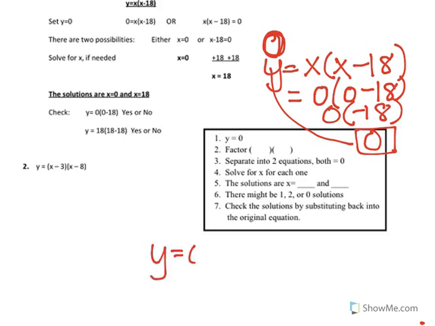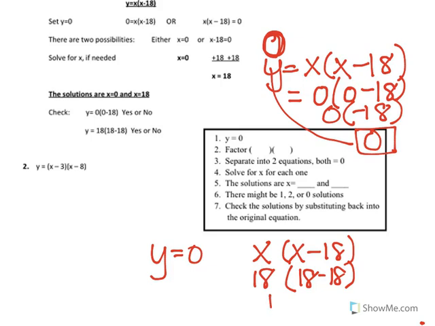Remember, we want y to equal 0 in the end, so we're going to put 18 everywhere that we see an x. So we're going to do 18 times 18 minus 18. And so 18 minus 18 is 0, so you get 18 times 0 equals 0. And that's what you want. When you plug it back in, you need to see that both solutions will make the equation end up equaling 0.